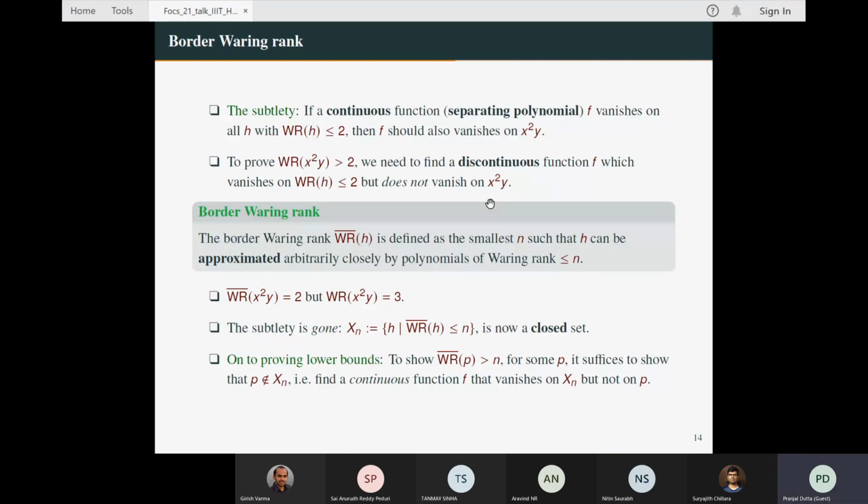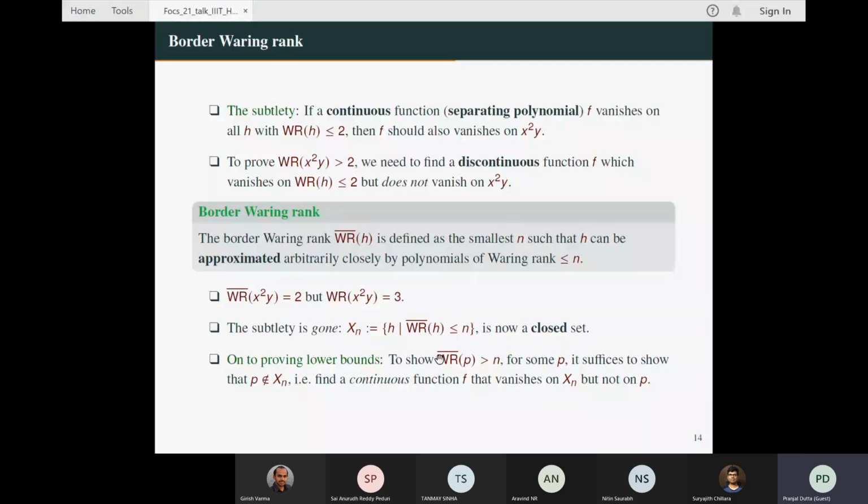So the message I'm trying to convey is that showing a varying rank lower bound might be harder, although it is not known. But I'm just saying that it might be harder than showing border varying rank in terms of mathematics. Why? Because what we are really showing is the characterization of this set X_n, the set of h such that border varying rank is less than or equal to n. This is a good characterization. This is a good set in some sense, rather than if we remove the border.